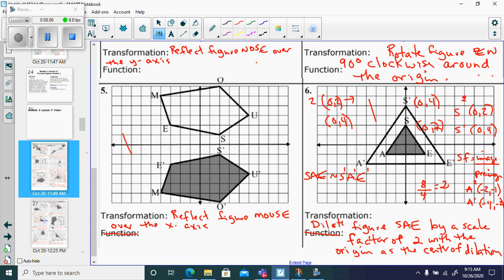How about E? E is at 2, -1. If I multiply 2, -1 by 2, it would be 4, -2. 1, 2, 3, 4, -2. That is how I map one onto the other. I have proven them similar. I dilated figure SAE by a scale factor of 2 with the origin as the center of dilation.